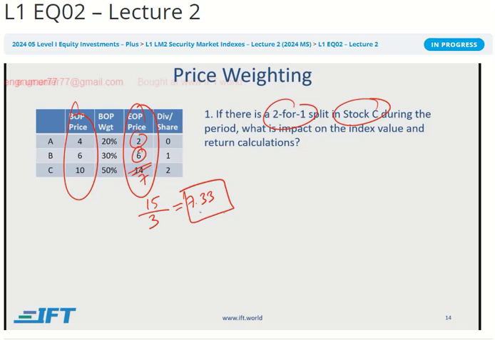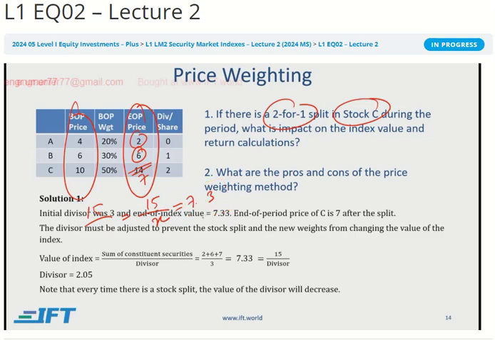So clearly 15 divided by 3 is not 7.33, but that 7.33 cannot change. That 15 obviously cannot change because that is the sum of these prices. So the only thing we can change is the divisor. So the divisor then becomes 15 divided by 2.5, I believe it's going to be. So that is your new divisor, which is 2.05.